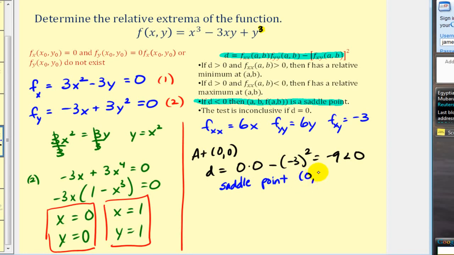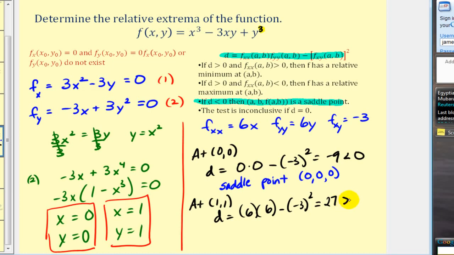So when x is 0, y is 0, and looking at our function, when x and y are 0, so is z. So there's a saddle point at (0, 0, 0). Now let's consider the point (1, 1). So when x is 1, we'd have 6 times 6 minus negative 3 squared. That's going to be 36 minus 9, that's 27, which obviously is greater than 0.